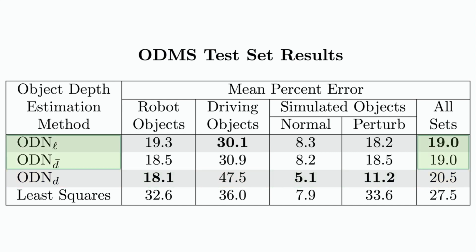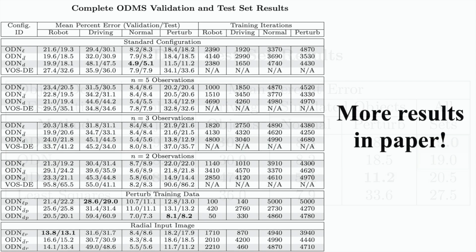On the other hand, the generalization of the normalized distance and relative scale prediction networks across all application domains is highly encouraging. It is also worth noting that the relative scale network achieves the best driving and overall result. More results and configurations can be found in our paper. For example, we found that adding noise to segmentation masks during training leads to the best performance on the driving dataset, or including a radial input image for convolution results in a significant improvement for the robot object test set and the best overall performance.